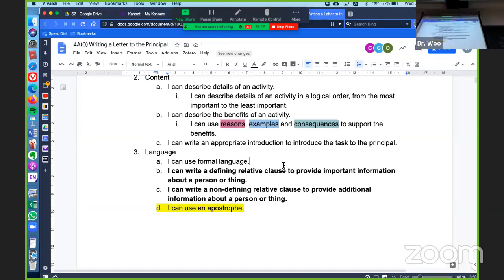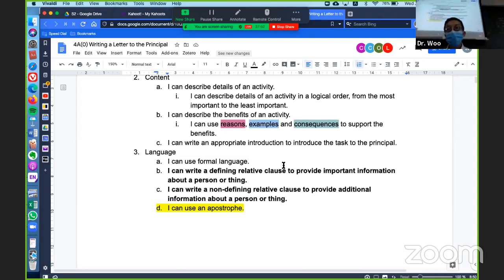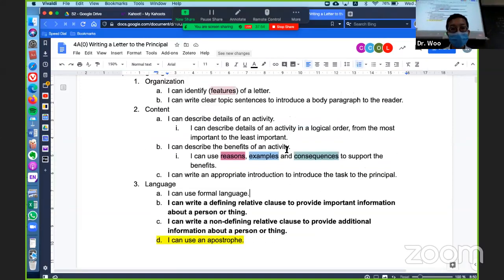Boys and girls, who here finished writing their letter to the principal? Raise your hand. All right, I'm going to start reviewing them. If you did not, you might want to start writing. I'm going to start reviewing them now. Okay? Okay, here we go. We will start reviewing letters to the principal now.